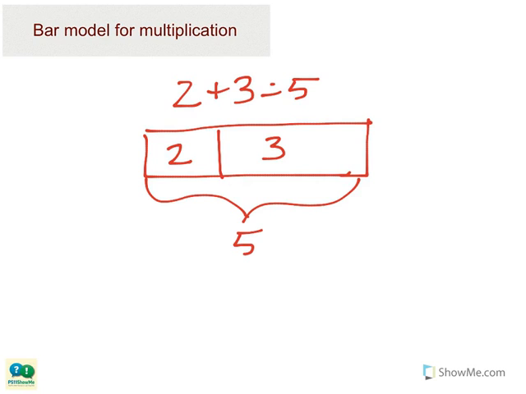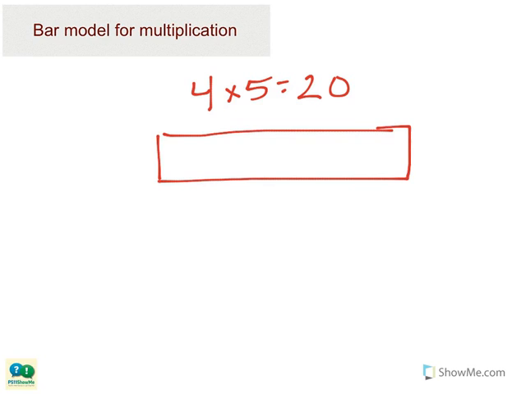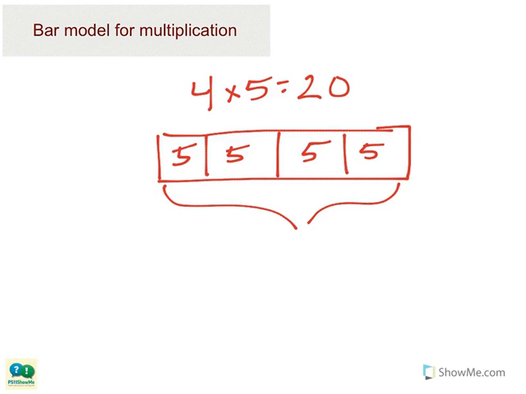So if we're going to draw a bar model for 4 times 5 equals 20, first I'm going to draw a bar just as I did for my addition sentence. But instead of drawing 2 groups as I did for addition because of the 2 add-ins, I'm going to draw 4 groups because this is one of my factors. So now I have 4 groups, and I'm going to put 5 in each group because that is my other factor. My total is 20. So this bar model represents 4 times 5 equals 20.